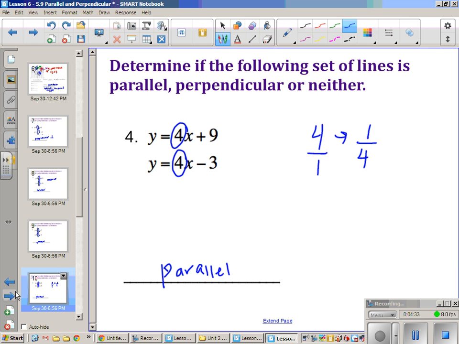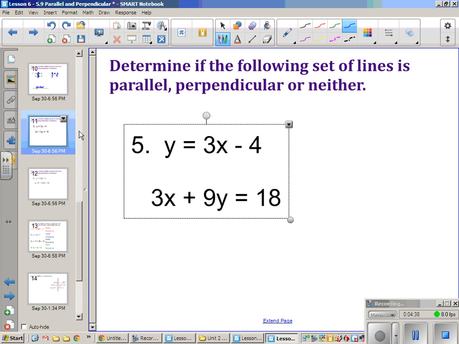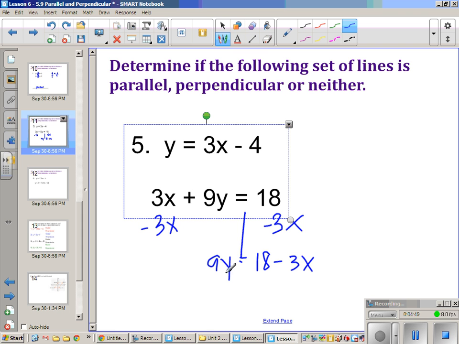Right. Now we get to some more challenging ones. So this one, I have it in standard form, so I'm going to need to solve in order to get the slope. So I'm going to subtract 3x from both sides. So 9y equals 18 minus 3x. And I'm going to divide by 9 on both sides.